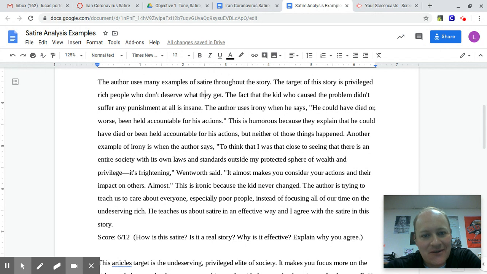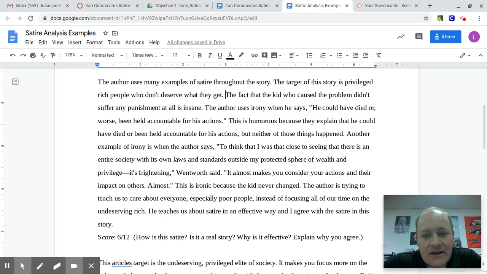It's not a real story. The whole article is made up to make a point. You need to realize that. It's not just throwing some examples of satire in there. It's not just throwing in some sarcasm, I think is what this student was trying to say. The target of the story is privileged rich people who don't deserve what they get. That's true. The fact that the kid who caused the problem didn't suffer any punishment at all is insane. That's true. It also didn't really happen, so keep that in mind.